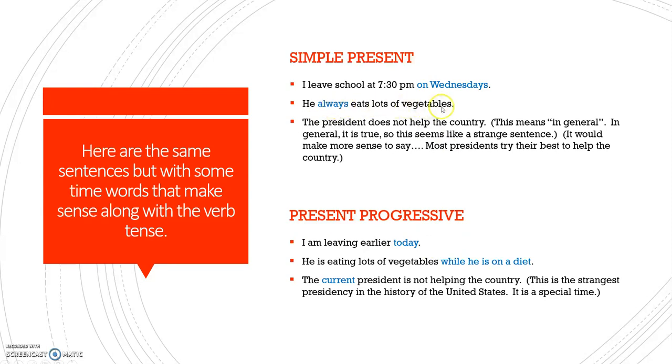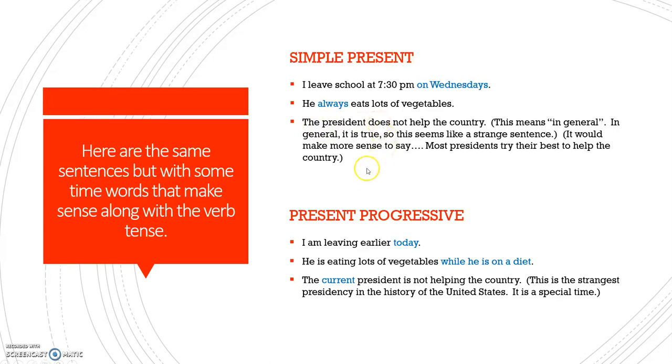"He always eats lots of vegetables." That's his habit. Good for him. Or "he's eating lots of vegetables while he's on a diet." So that's just a temporary behavior for him, right? I don't really like diets because we should really eat healthy food all the time, right? But this guy thinks that he can just eat vegetables for a certain length of time and not always.